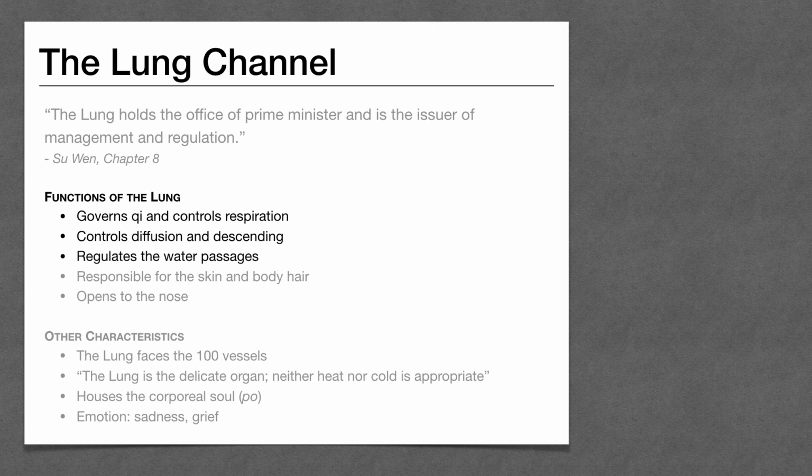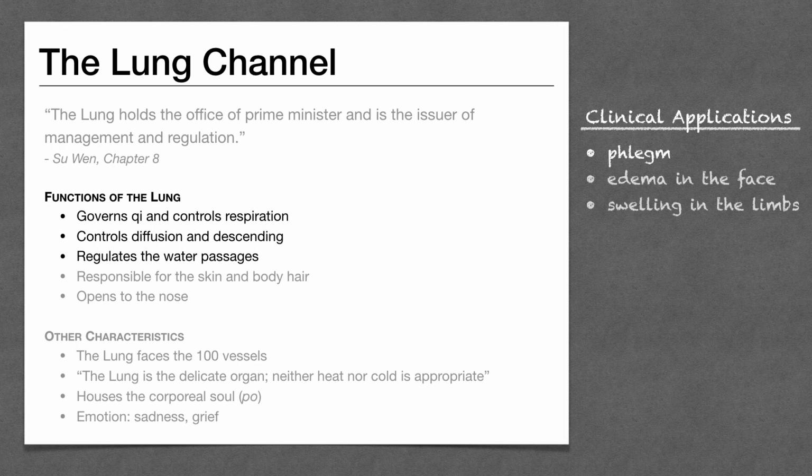Next, the lung regulates the water passages. Remember, the kidney steams the fluid upward, and the lung percolates the fluids back down. When the lung fails to do its job, this water can stagnate. One possibility is phlegm formation, especially if this stagnant water combines with heat or cold. Another possibility is water retention or edema, especially in the upper limbs or the face. Or we can get urination problems, like frequent urination or bedwetting.